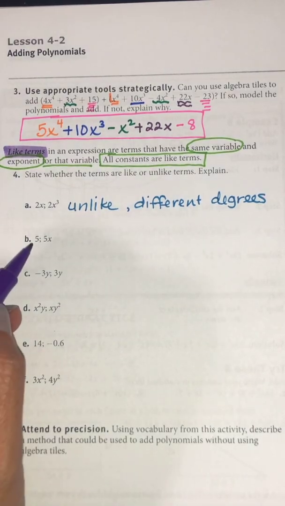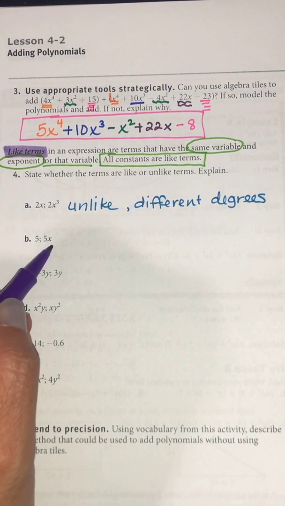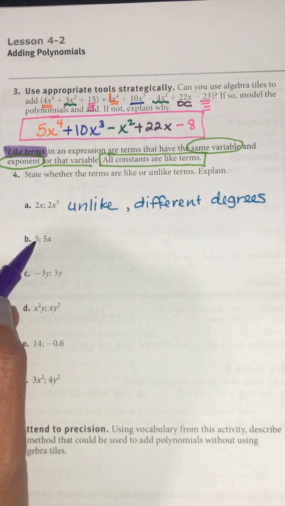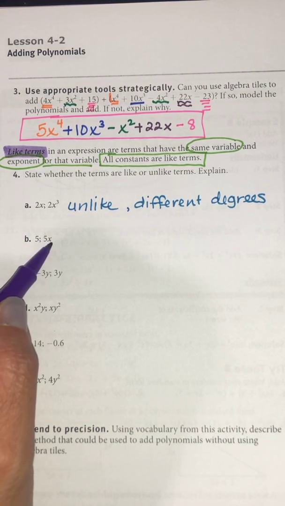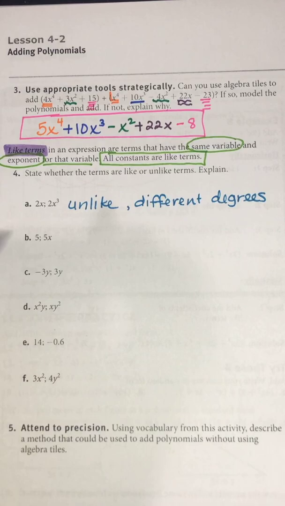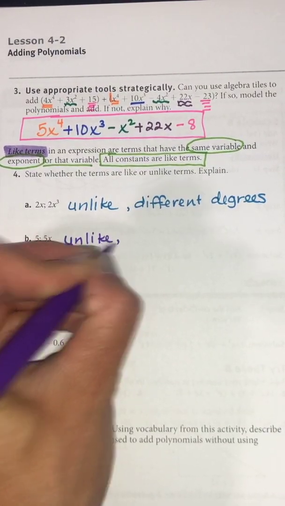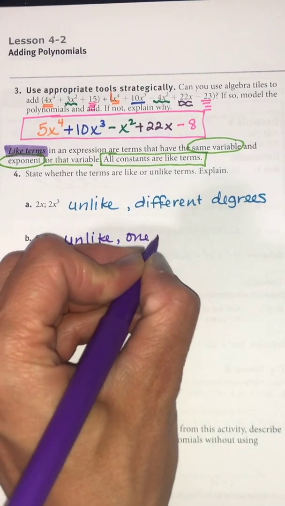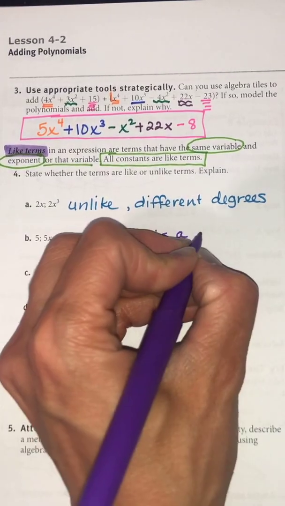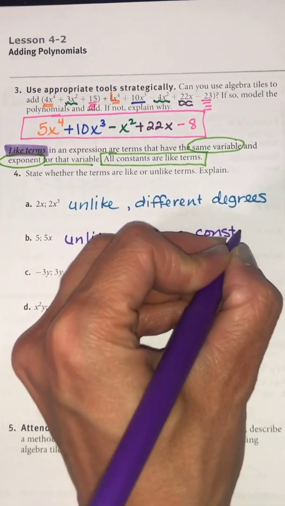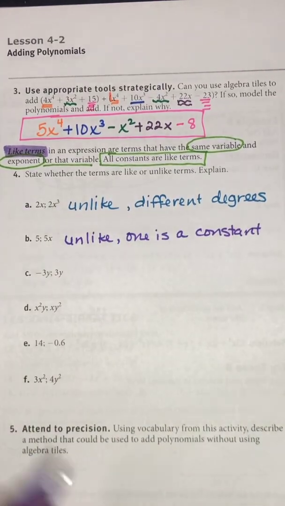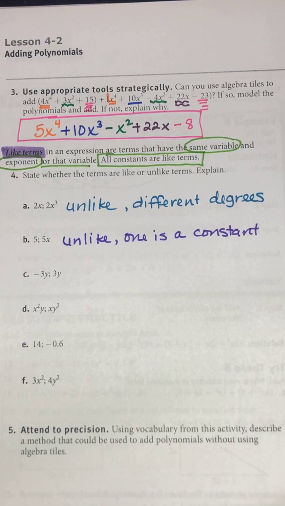Letter B, 5 and a 5x. Well, 5 is a constant. 5x, this one has an x. The constant does not. So these are unlike terms. One is a constant. Only constants are like terms, and 5x is not a constant.